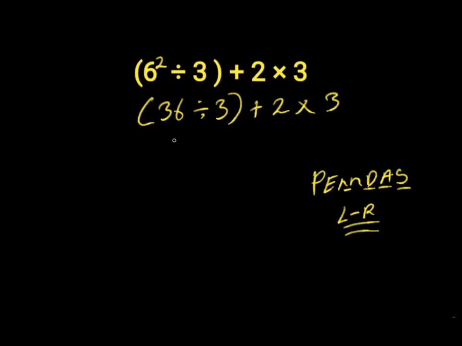36 divided by 3 will give us 12. Then we have 12 plus 2 times 3. Here we have an addition and a multiplication. We are going to solve our multiplication first because it comes before addition. Our multiplication is 2 times 3. 2 times 3 will give us 6.